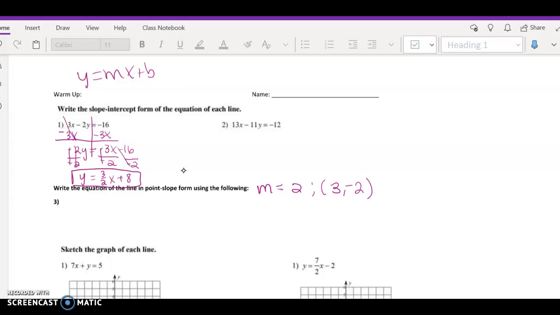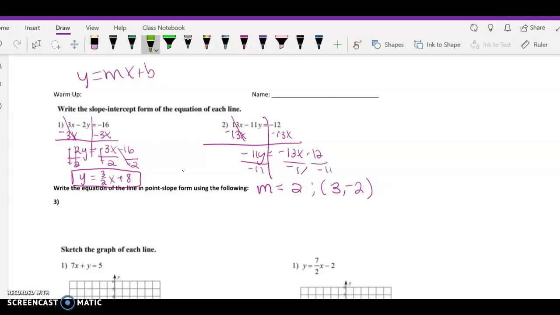For number 2, again, we have to get y by itself. So we subtract 13x from both sides. These cancel, and I have negative 11y equals negative 13x minus 12. I need y by itself, so I have to divide by negative 11. So I divide all terms by negative 11.